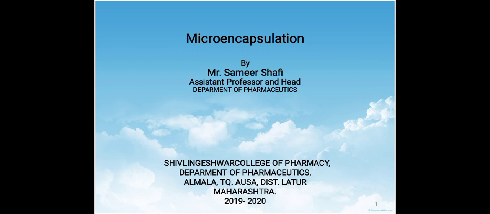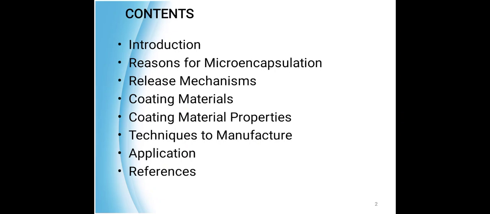In the previous class, we started a chapter, Microencapsulation. In this, we went through a few introductory parts. In the introduction, we saw what exactly the meaning of microencapsulation is. Second, we saw what the different components of microencapsulation are. Third, we saw the size range of microcapsules. Then the next one, we saw what the different reasons for microencapsulation are.